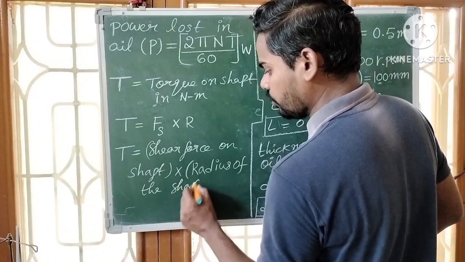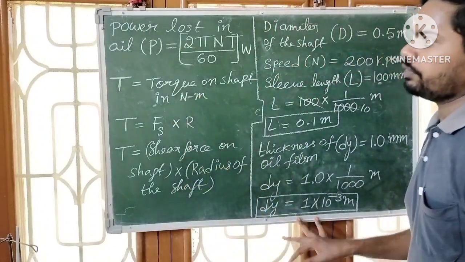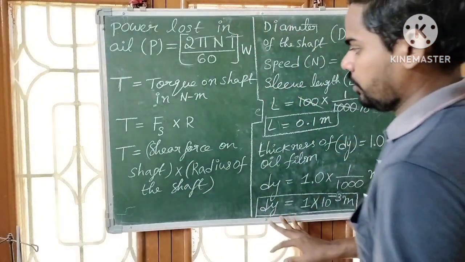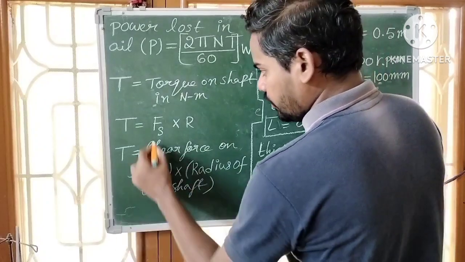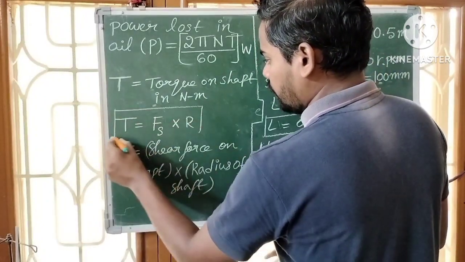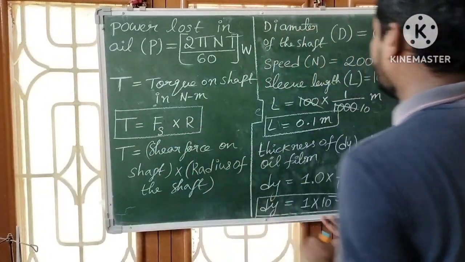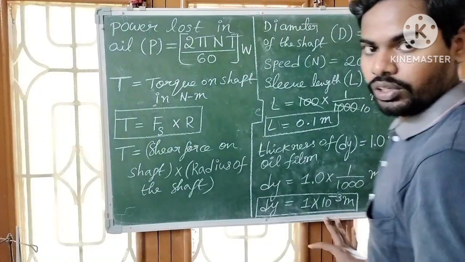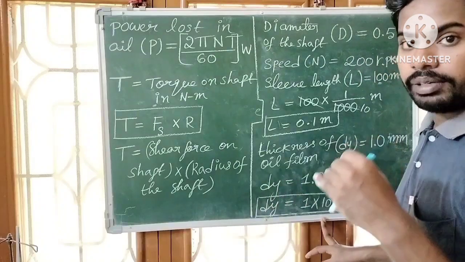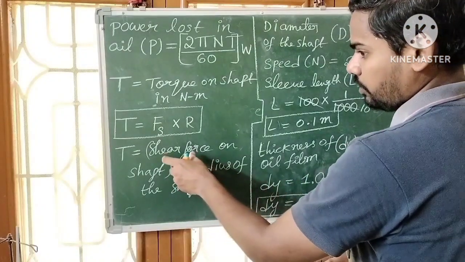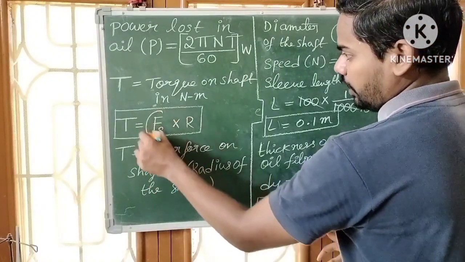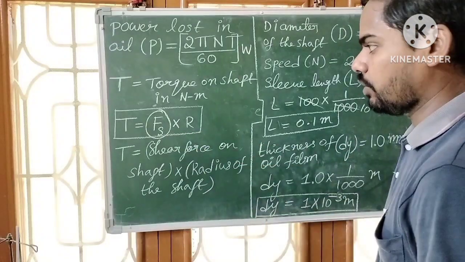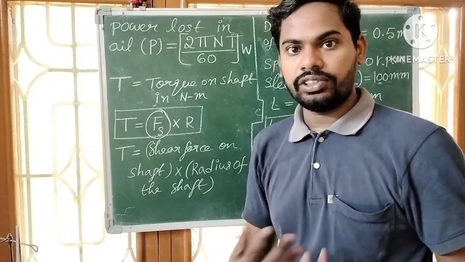We are going to use all these formulas to find power lost in friction. Next, T is equal to Fs into R. We already have the diameter, D is equal to 0.5, and the radius will be 0.5 by 2. Half of the diameter is the radius. Next, one more unknown is Fs, the shear force on the shaft. So how do we get the shear force on the shaft?